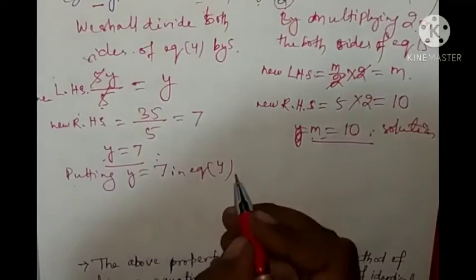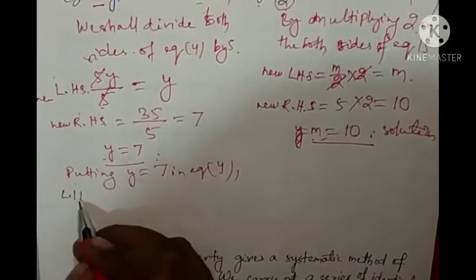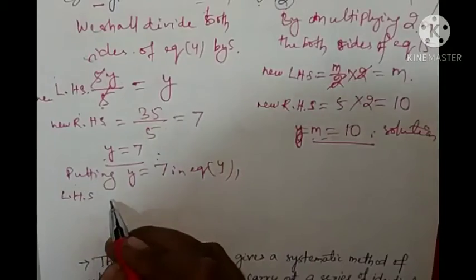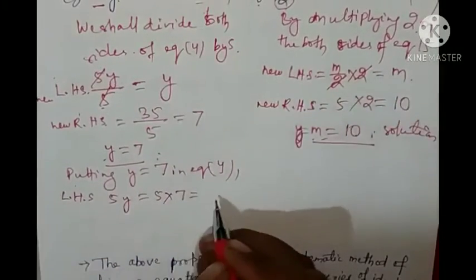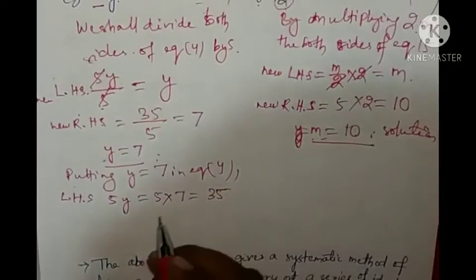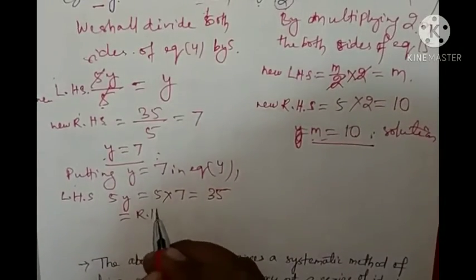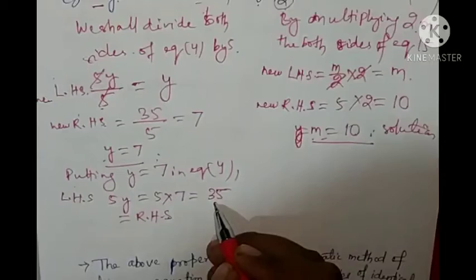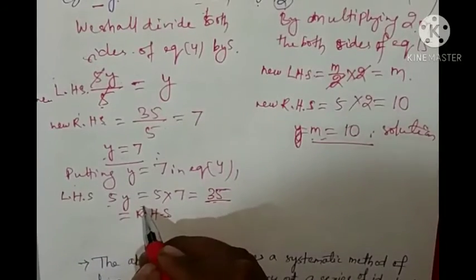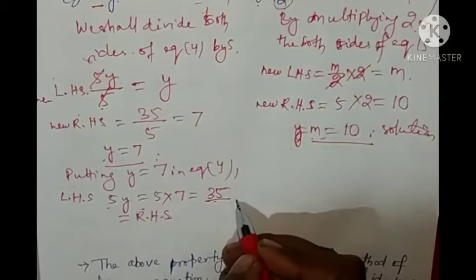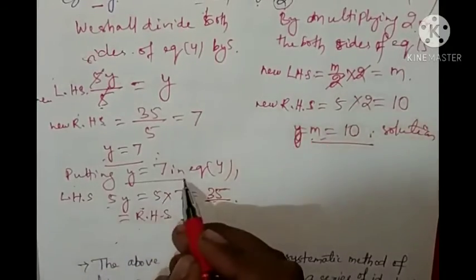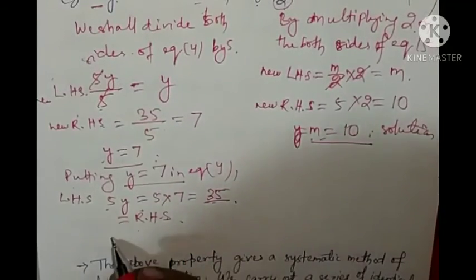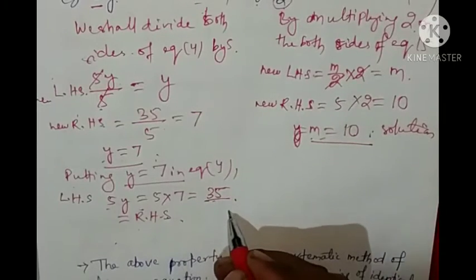LHS is what? 5y equal to 5 into 7 equal to how much? 35 equal to RHS. Look, we got the same equation, 5y equal to 35. So this proves that y equal to 7 is the solution of equation 5y equal to 35.